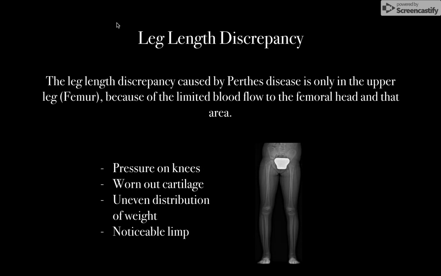The leg length discrepancy caused by Perthes disease is only in the upper leg, or the femur, because of the limited blood flow to the femoral head in that area. The difference in leg lengths can be very hard on the rest of the body because you are constantly trying to overcompensate other parts of your body, which causes pressure on your knees, worn out cartilage, uneven weight distribution, and a noticeable limp.